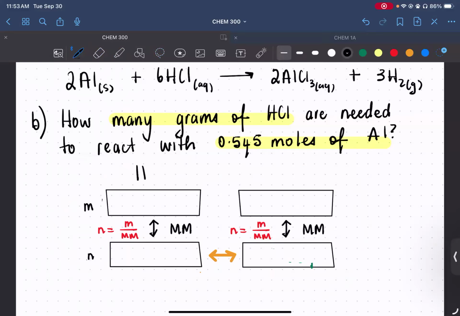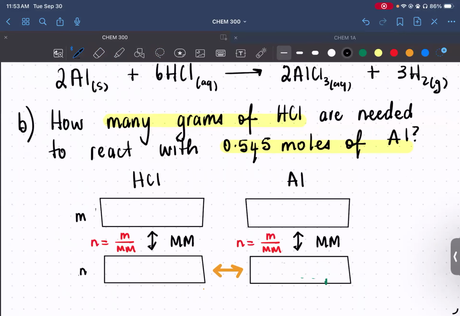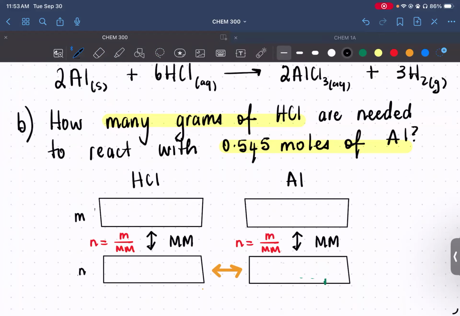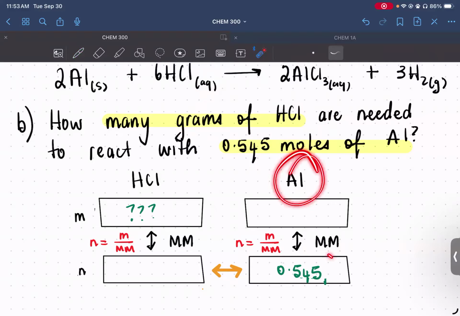We know we are comparing HCl and aluminum based on the wording of the question. Again, it doesn't matter which one is left, which one is right. The wording says, how many grams of hydrogen chloride? So we know that's what we're trying to find, so we'll put a question mark in there. And we're told that we're working with 0.545 moles of aluminum. Please notice, to the best of my ability, your numbers should line up with the relevant chemical. That's why it ultimately doesn't matter which side you put what, as long as the question mark and the numbers are on the correct side.